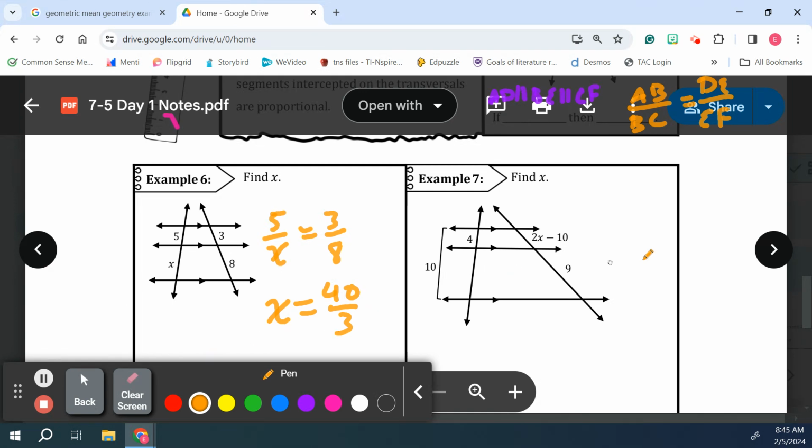All right, example 7. So here we go again. We have 4, which makes this portion 6. Pretty easy, right? So this will be 4 over 6 equals 2x minus 10 over 9. Solve for x, please. Don't forget your distributive property.